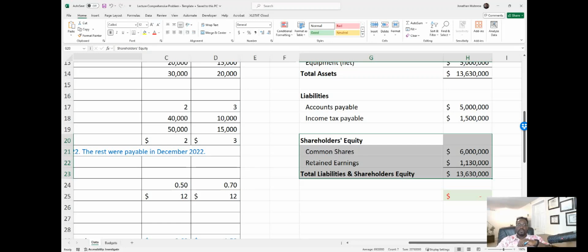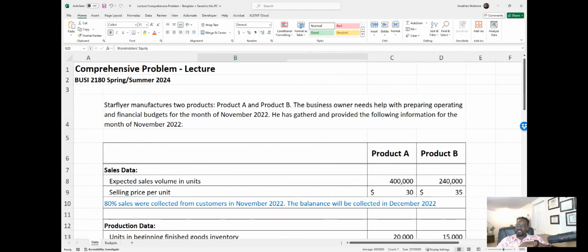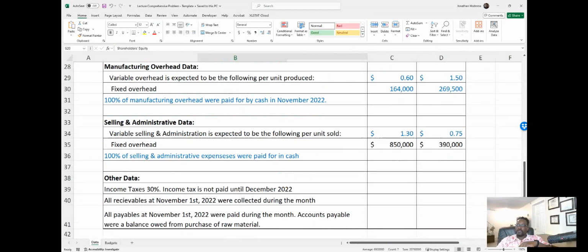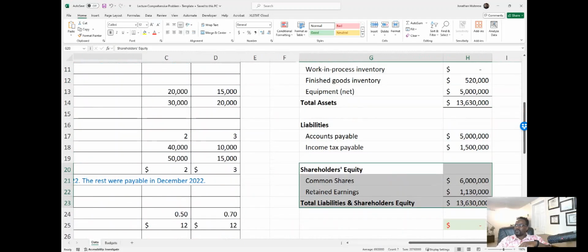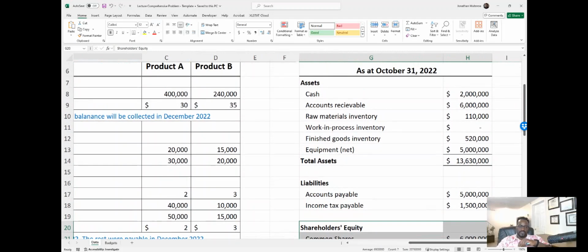As you can see, we have a lot of information that has been provided, from sales data all the way to the income taxes. We are also provided with the balance sheet data for the previous month. So what we're going to do is take all this information and go ahead and prepare the individual budgets that are required for the master budget for this company for the month of November. So let's now go ahead and look at the first budget, which is the sales budget.